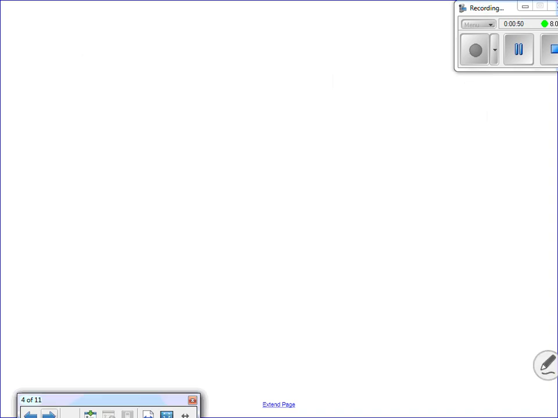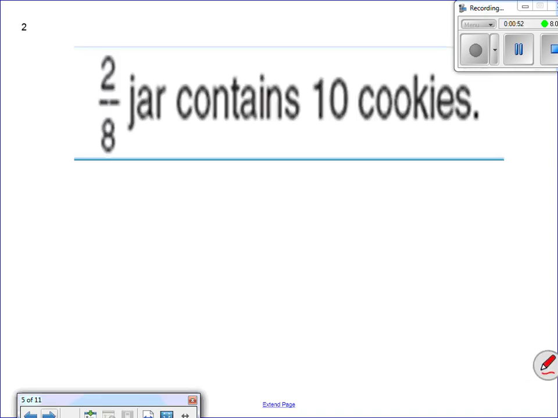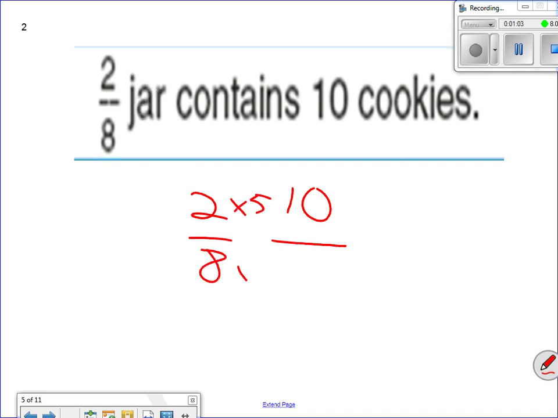Here's another one. 2/8 of the jar contains 10 cookies. So 10 cookies is just a part of the jar. 2/8 is what we're trying to figure out. We're going to go times 5 here. We're going to get 40 cookies in that entire jar.